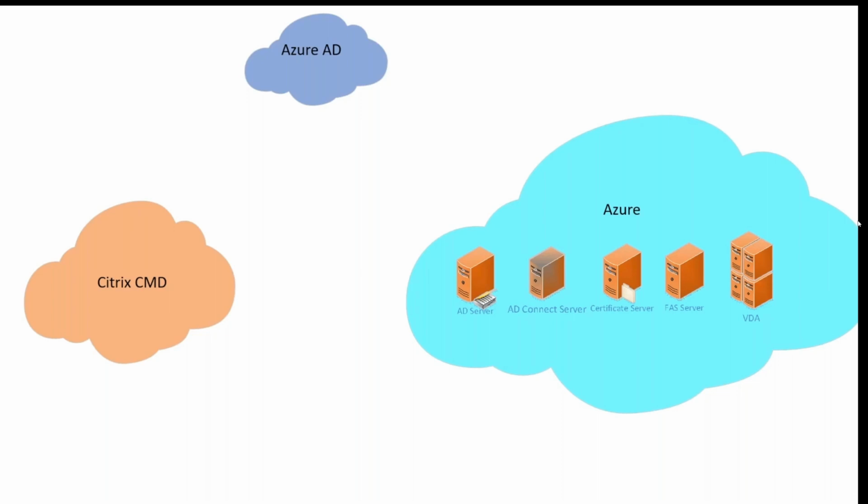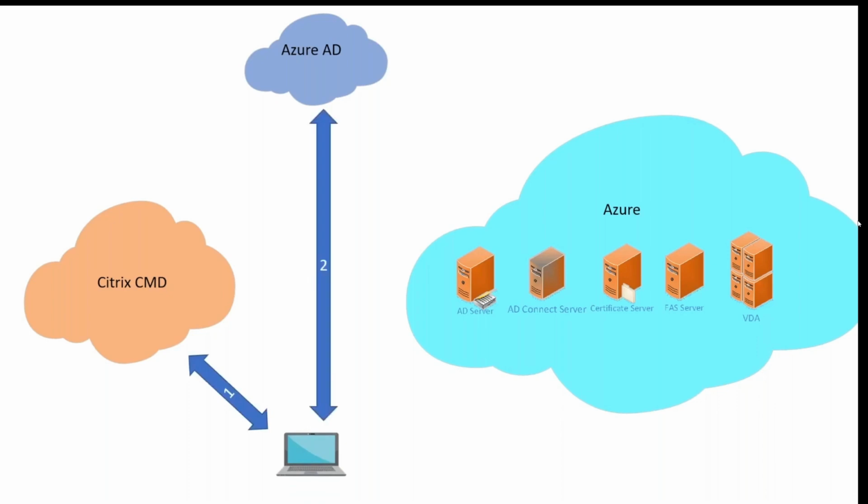And since we are going to use the customer subscription, all the VDAs would be on the customer side. I have placed VDAs over there. So Citrix CMD is going to provision the VDAs on the customer subscription. Now, how is this all set up, and how does the user come in and how is it going to work? First of all, the user will go to the workspace, and the workspace is going to redirect the user to Azure AD for authentication.